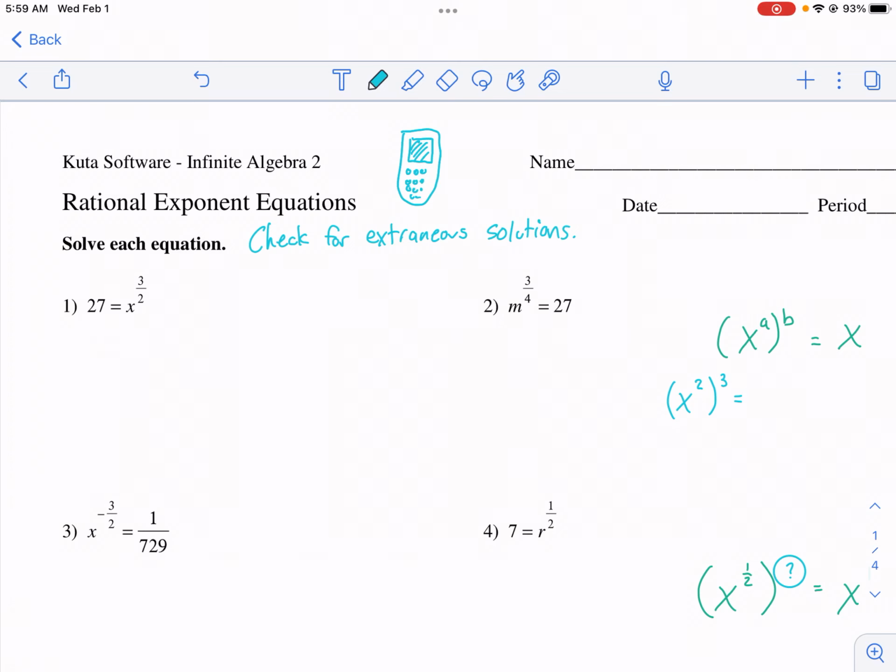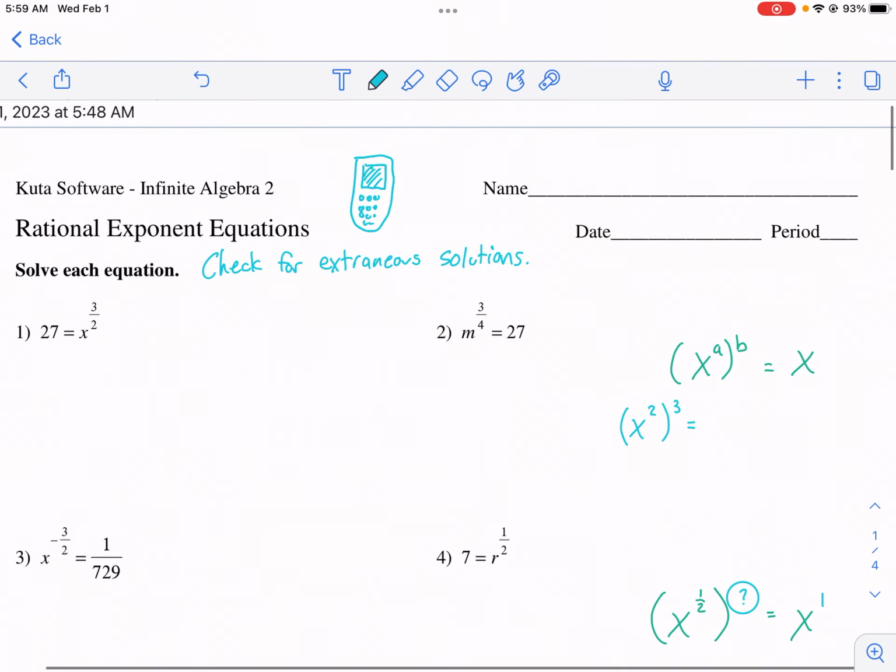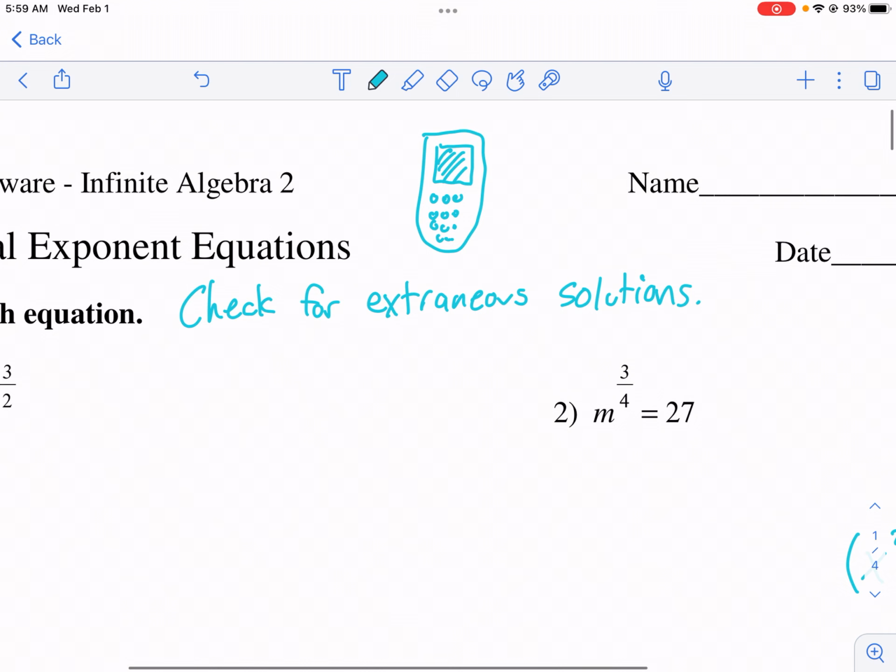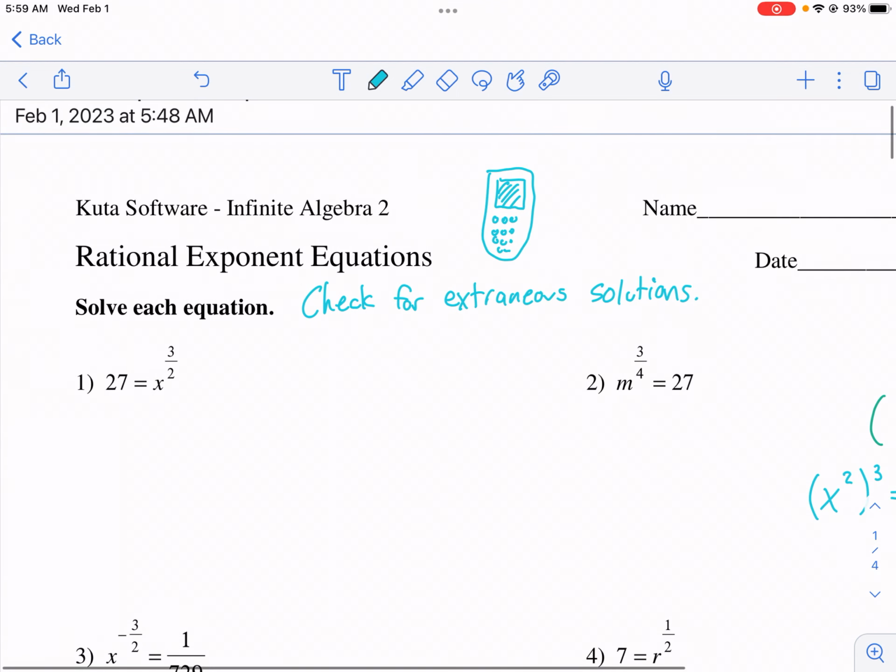Today we're doing a video on rational exponent equations. So this is a tutorial video explaining how to do some of these more complicated looking equations, and we're going to show you that it's not so complicated. Before you start, I would recommend having a calculator handy. I have one here.